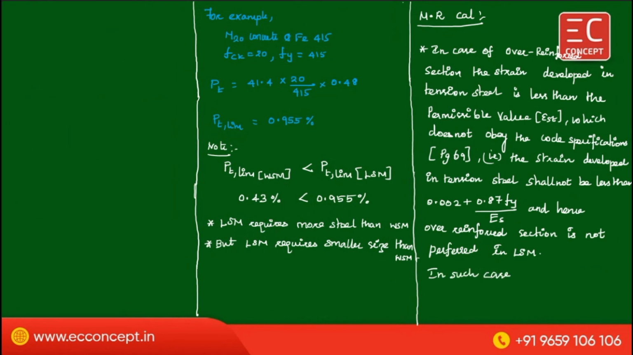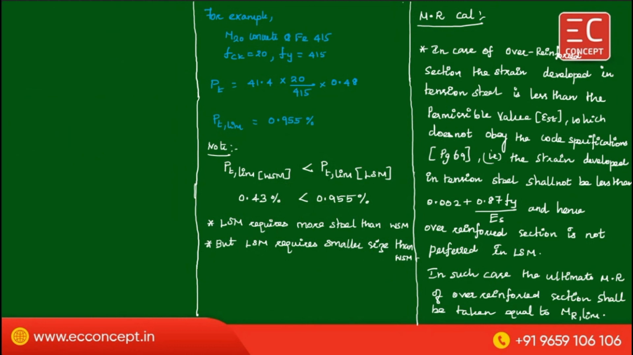In such a case, the ultimate moment of resistance of the over reinforced section shall be taken as equal to MR limit. You have to take MR limit.